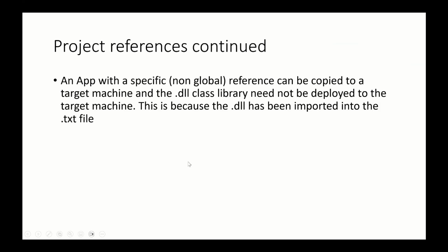So let's have a look at what that actually means. If you have an app with a specific, that is a non-global reference, you can copy it to a target machine, and the DLL class library doesn't need to be deployed on that target machine. That's because the DLL has been imported into the TXT file, and the C# scripting engine is quite happy for it to be there. In fact, it's expecting it to be there.